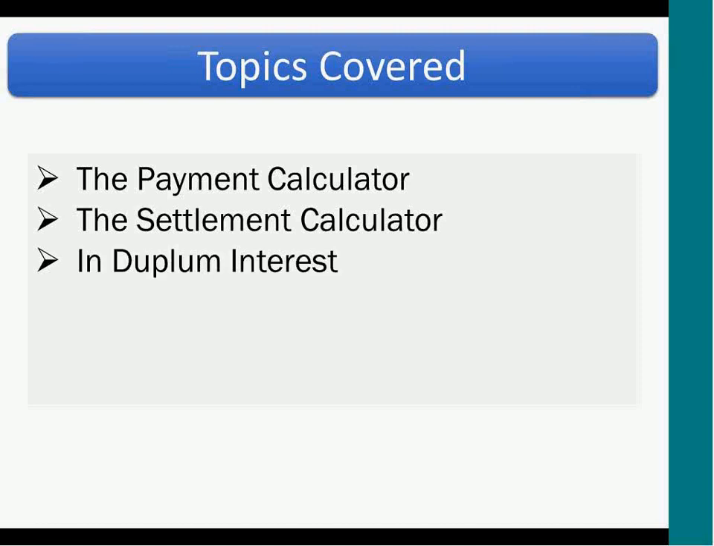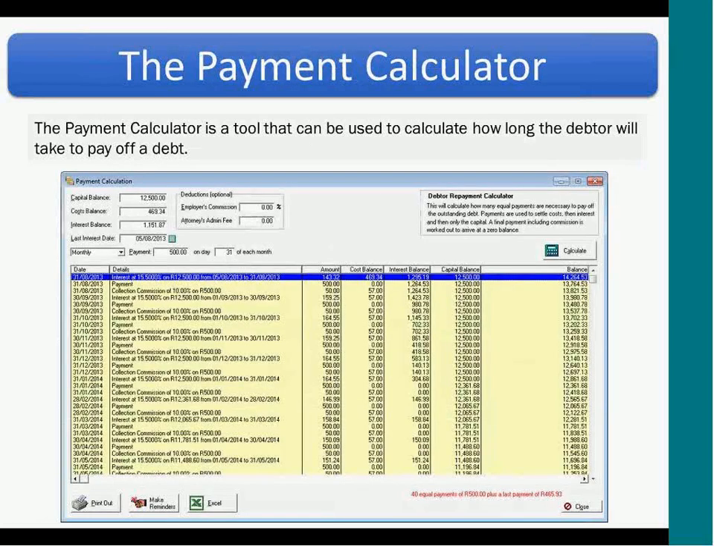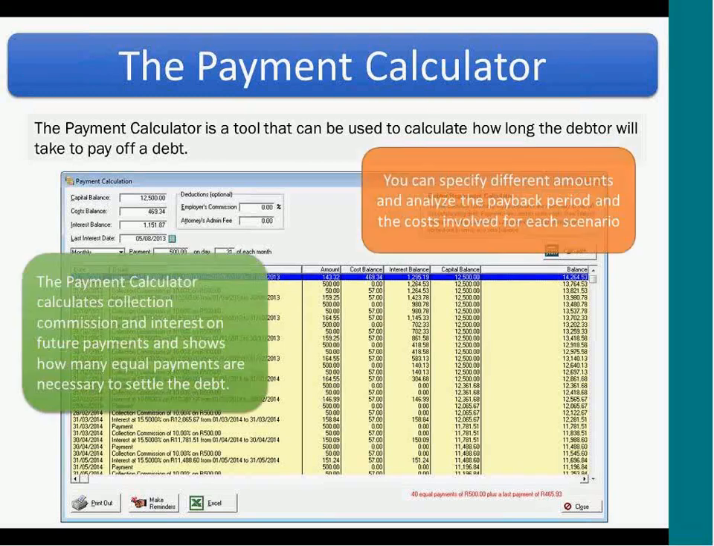The payment calculator. The payment calculator is a tool that can be used to calculate how long the debtor will take to pay off a debt in equal monthly installments. The payment calculator calculates collection commission and interest on future payments and shows how many equal payments are necessary for the debtor to settle his debt. You can specify different amounts and analyze the payback period and the costs involved for each scenario.